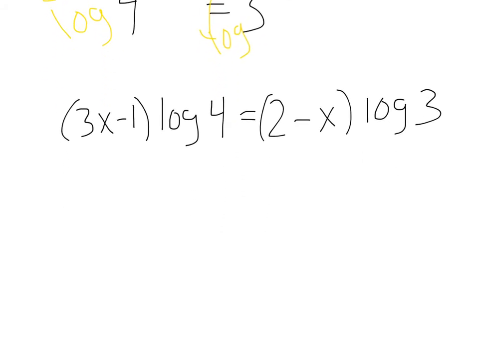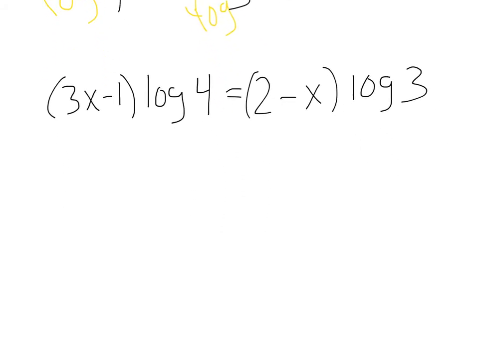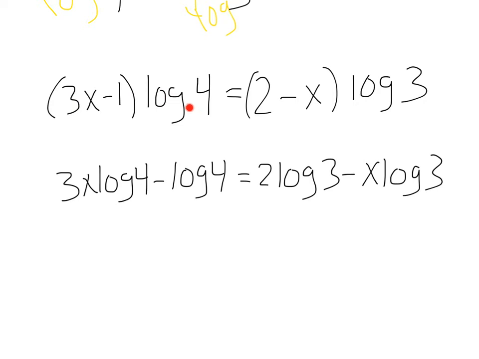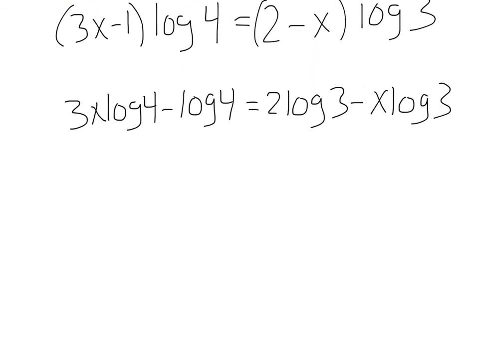Let's go ahead and just solve from there. What can we do? Well, let's go ahead and distribute everything out. That gives us 3x log 4 minus log 4 equals 2 log 3 minus x log 3. Continue solving from there. Well, I know we definitely need to get our x's on one side of the equation, so let's go ahead and move our x's to the left and everything else to the right.